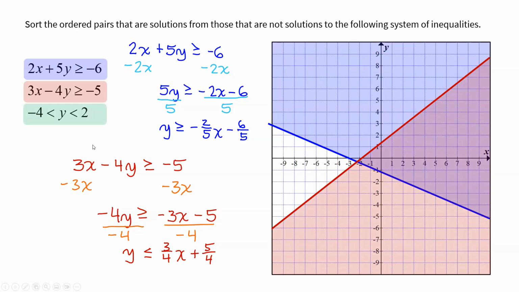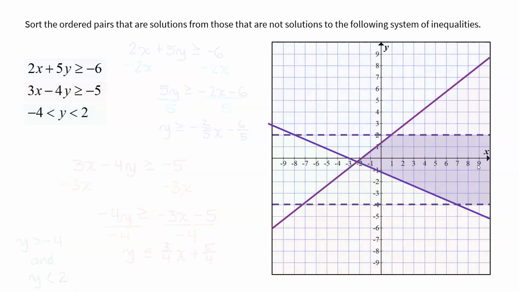The last ones are negative 4 is less than y, which is less than 2, which is the same thing as having y greater than negative 4 and y less than 2. These are going to be two horizontal lines. You want to be above this one and below this one. So you want to be above the negative 4 and below the 2. So you're talking about this right here. And as you can see, the overlapping region of where all three overlap each other is right here. So this would be your feasible region.